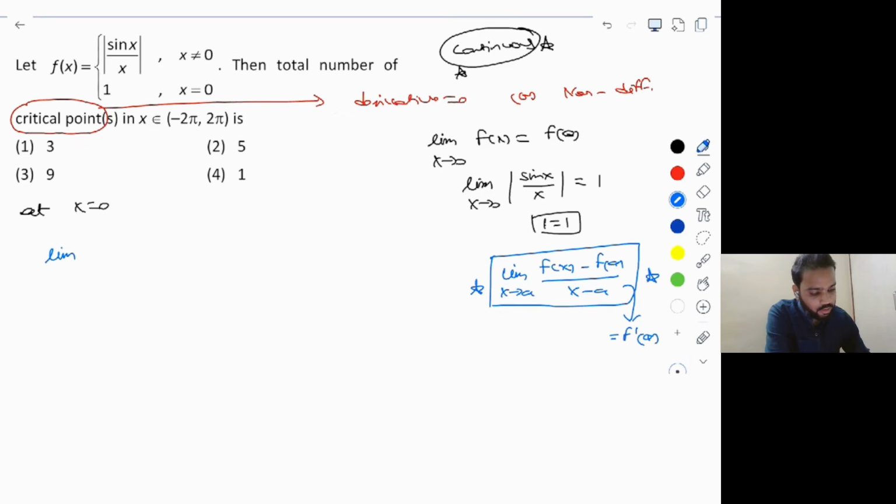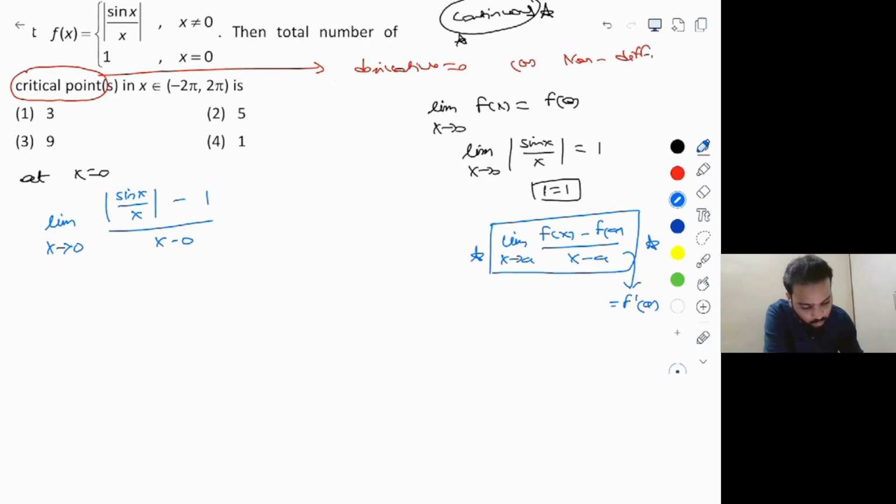So let's check for the limit existence here. Limit x tends to 0, because I'm taking it at 0 here. f of x is modulus of sin x by x, minus f of 0, f of 0 is 1, divided by x minus 0. Follow the formula here: limit x tends to a, f of x minus f of a divided by x minus a. Now here a is 0. Moreover, here I can directly write limit x tends to 0, sin x by x minus 1, divided by x.